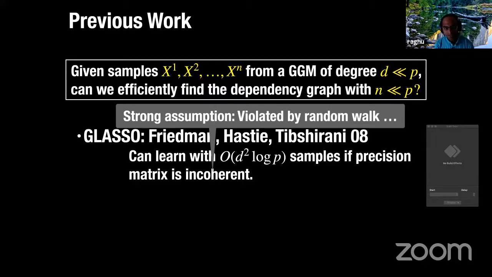And this incoherence assumption is actually a strong assumption in practice, and it is violated by even simple models such as the random walk model that we saw. It's not incoherent. If you use the existing guarantees for Glasso, you get sample complexity that grows linearly with the dimension, which is not saying much about the problem at all.